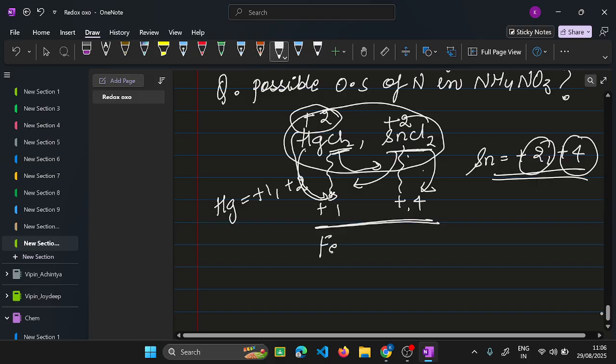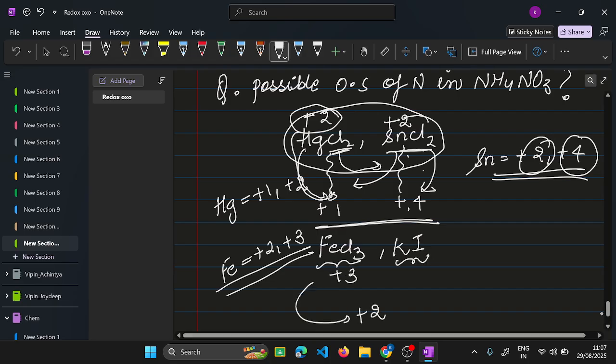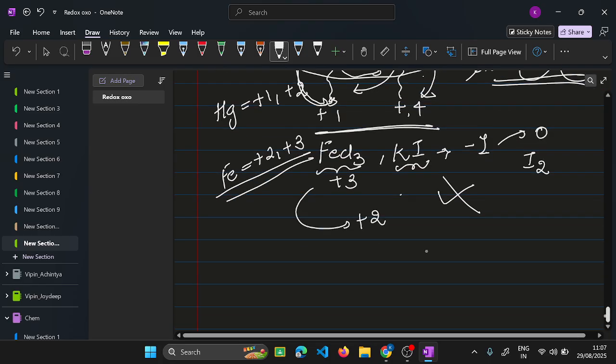In this way, you just memorize some oxidation states. Like FeCl3, do you know Fe shows two oxidation states, +2 and +3? Yes. So Fe is in +3, so it can reduce to +2. And iodine is at -1, so it can go to 0 in I2. So one is getting oxidized and the other is getting reduced. So this cannot be the answer, right?